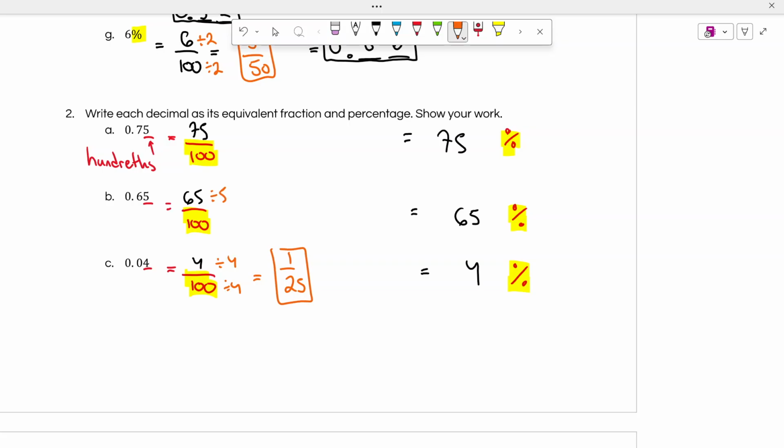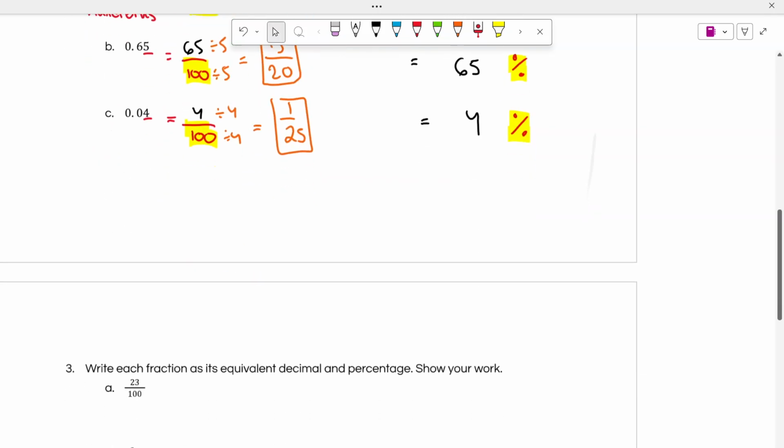Here I notice both of these numbers end in a 5 or 0, so they definitely divide by 5. That'll give us 13 over 20 as our simplest form fraction in the middle there. And then I know that both 75 and 100 can divide by 25 to give us our simplest form, 3/4. We move to the back.